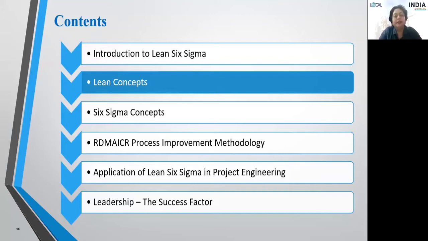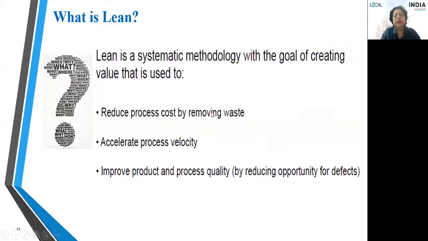Now we will be discussing Lean concepts. Lean is a systematic methodology with the goal of creating value that is used to reduce process cost by removing waste, accelerate process velocity, and improve product and process quality by reducing opportunity for defects.